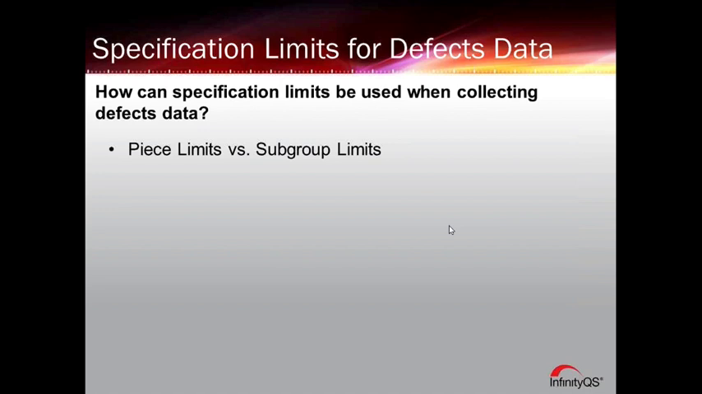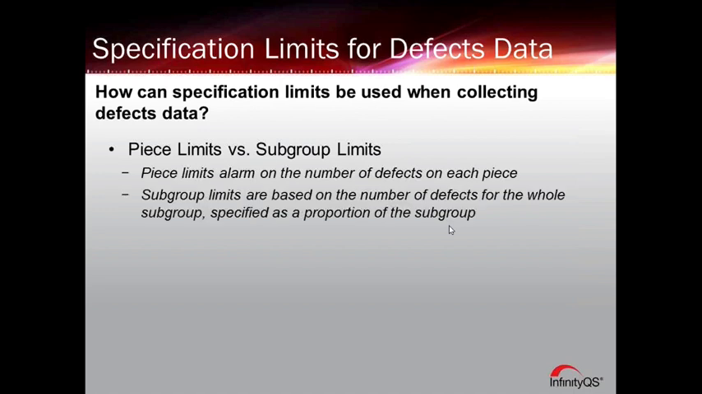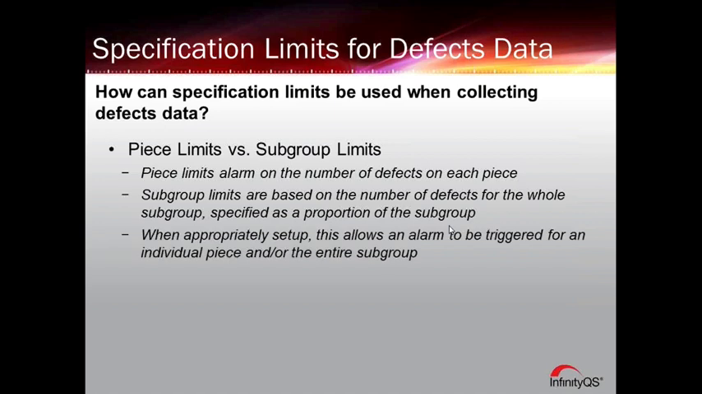But I also have the option for subgroup limits, which allows me to look at the entire subgroup because I might violate on a single piece, or maybe I have low defect counts on each piece, but many pieces have defects. Okay, so piece limits alarm on the number of defects on each piece, whereas subgroup limits are based on the entire subgroup, and it's specified then as a proportion of the subgroup. So when appropriately set up, you can trigger alarms based on individual pieces and or the entire subgroup, which is a pretty neat way of being able to function.